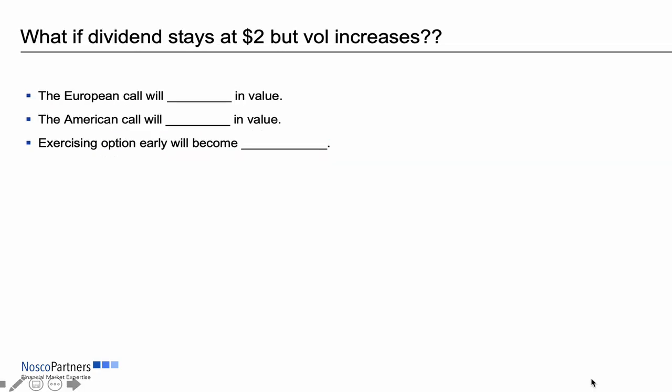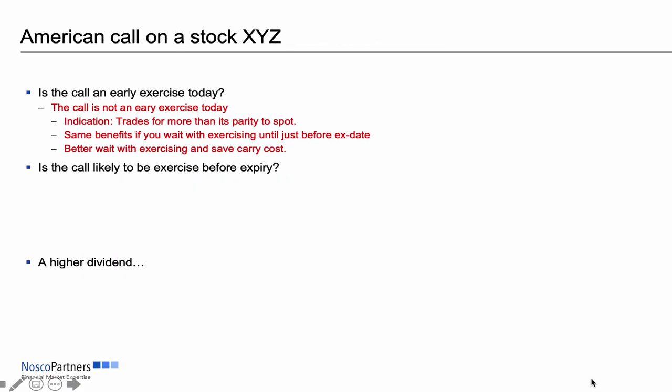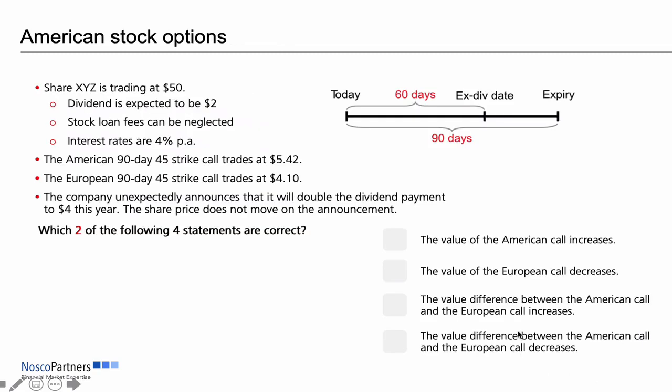Now, of course, we could change this question slightly and give it a different slant. So let's assume we are in exactly the same situation. What is the situation? Let me go back. This was the situation as before. Underlying trades at 50, dividend is 2, interest rates 4%, 90 days to expiry, 60 days to ex-dividend date. The American 45 strike call trades at 5.42 and European 45 call trades for $4.10.